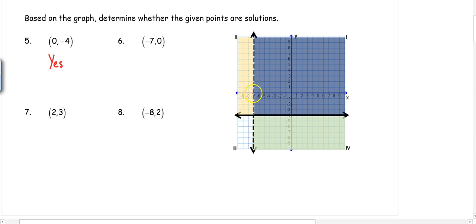The next point is 0, -7, which is on a dotted line. So this is not a solution. 2, 3. So if I go to the point 2, 3, it's in that darkest shaded region. So yes, it's a solution. Our last point is -8, 2, which is not in the darkest shaded region, so it's not a solution.